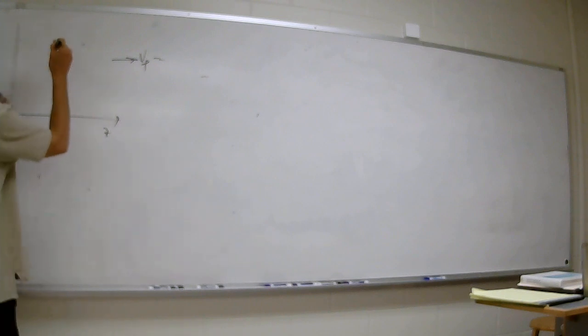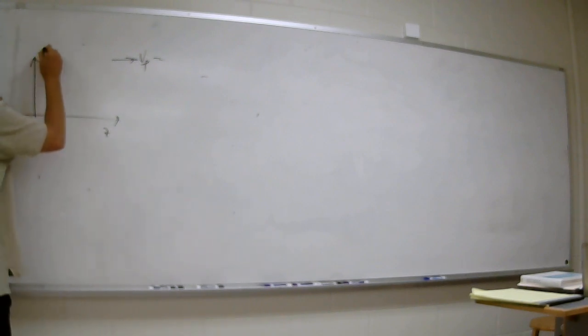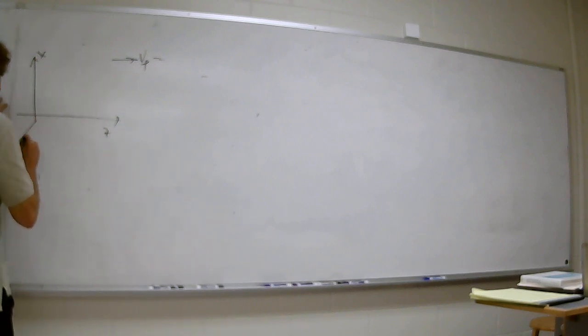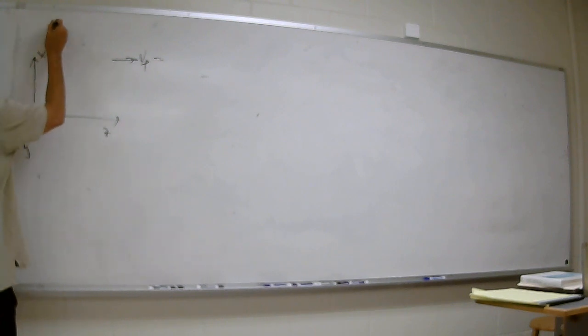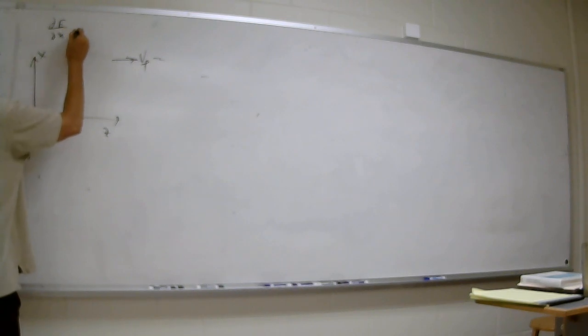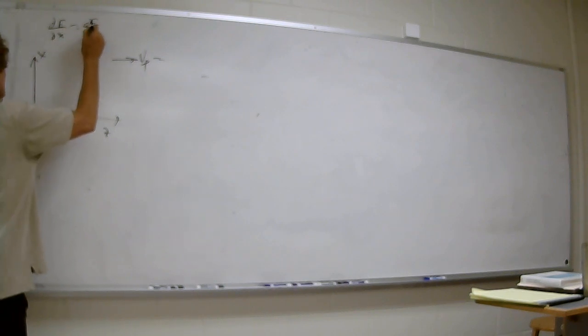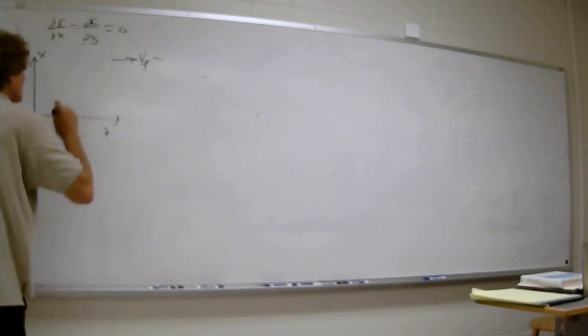And it also means if this is the x-axis and y would be out of the board, that the partial of the electric field with respect to x, or the partial of the electric field with respect to y, is 0.